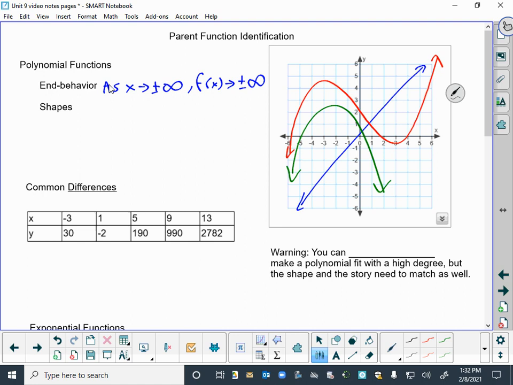So our degree 4 has the ability to wiggle even more, but the end behavior way up to the left and way up to the right is always getting either toward positive infinity or negative infinity, and the same thing off to the right. Okay, so those are the kind of shapes that we expect to see for polynomial functions and polynomial data.